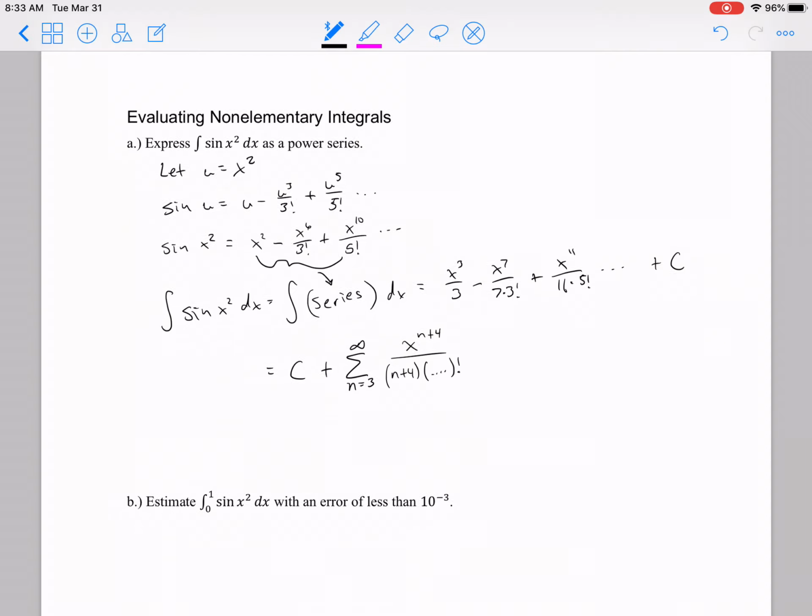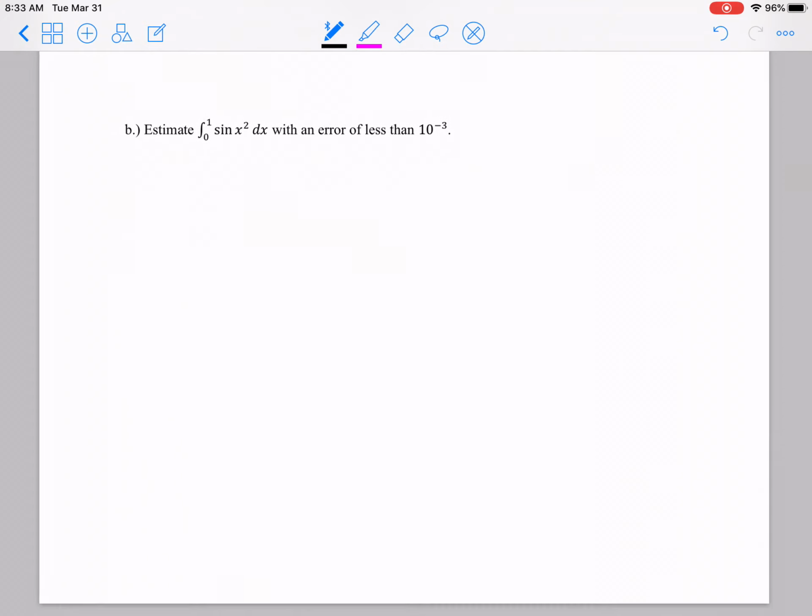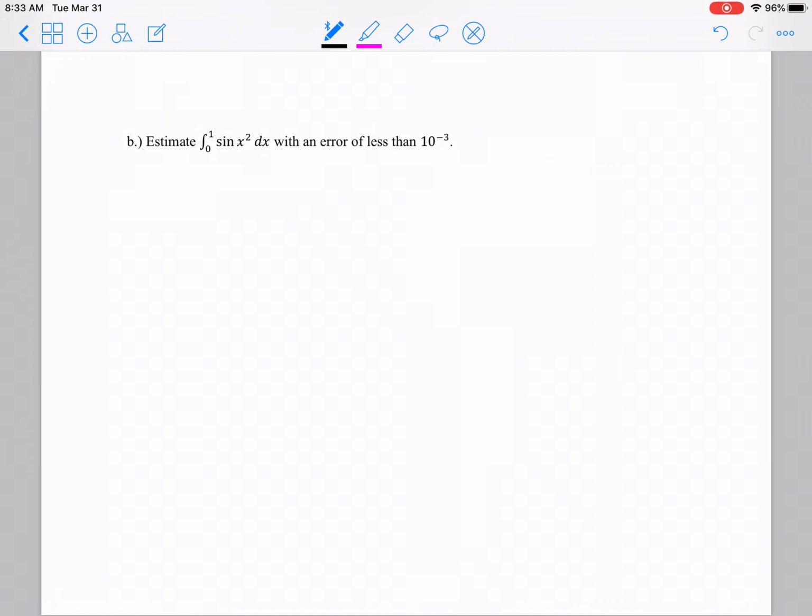Now let's try actually estimating this. It says estimate the integral from 0 to 1 of sine x squared dx with an error of less than 10 to the negative 3. And so we're looking for 10 to the negative 3, which is 0.001. So we're basically going to look until we get to that third decimal place type of accuracy, and then we'll stop there. So the integral from 0 to 1 of sine x squared dx is going to be x cubed over 3 minus x to the 7th over 7 times 3 factorial plus x to the 11th over 11 times 5 factorial, and we're going to evaluate this from 0 to 1.